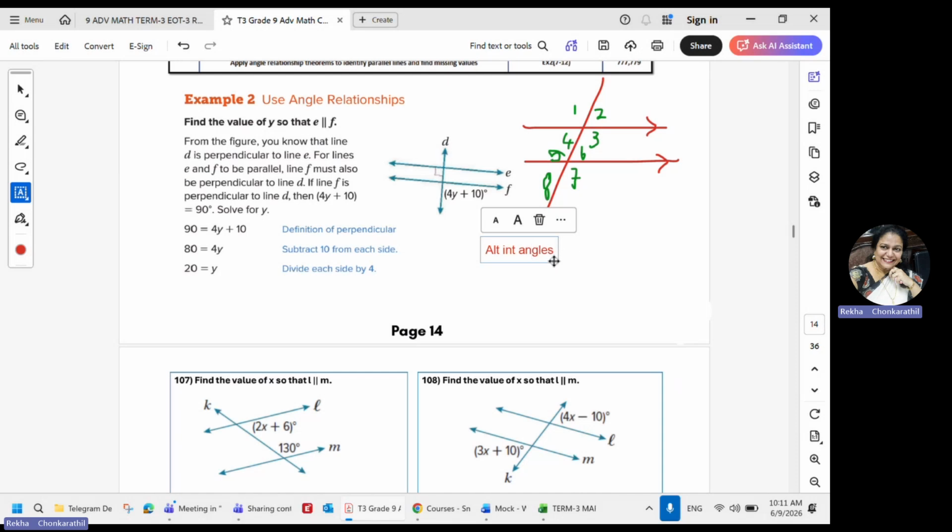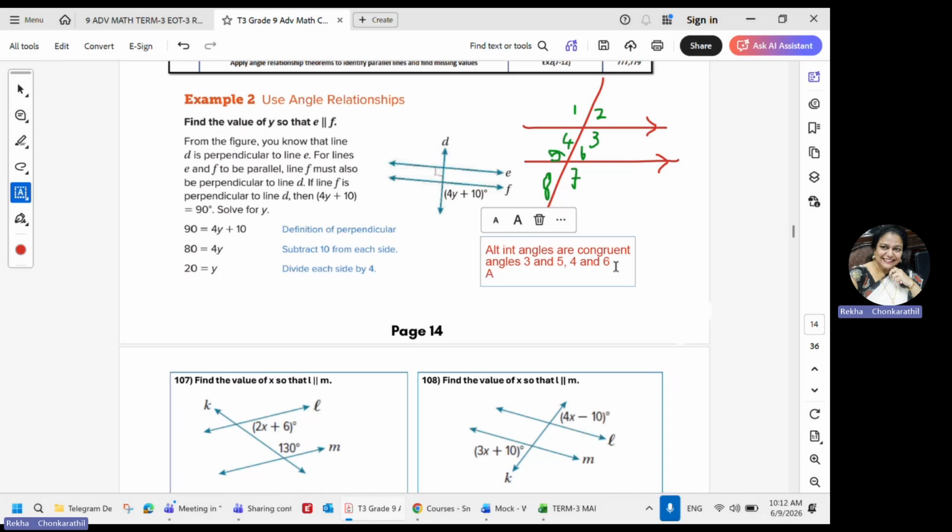And when the lines are parallel, alternate interior angles are congruent. Now, what are the alternate interior angles in this case? Angles 3 and 5. The other pair is 4 and 6. These are the two pairs of alternate interior angles.